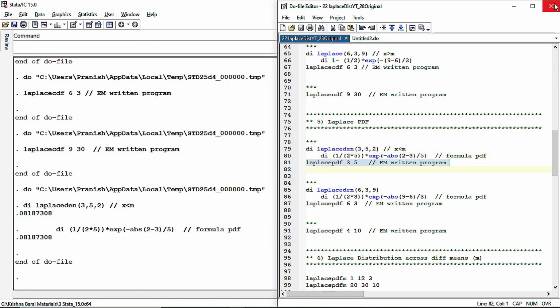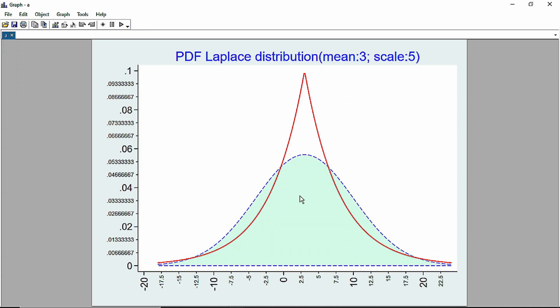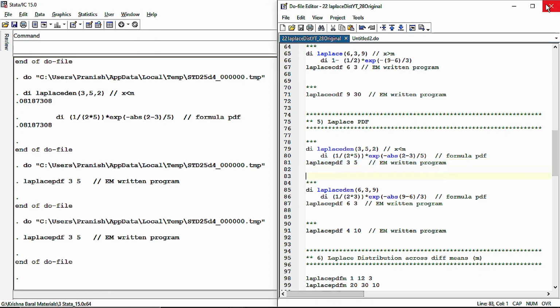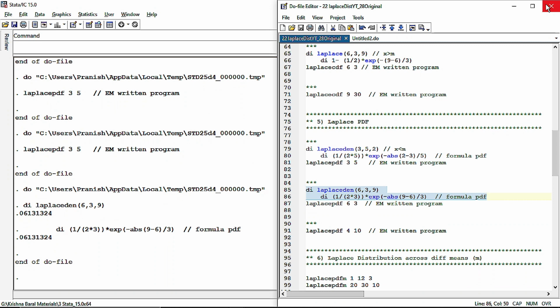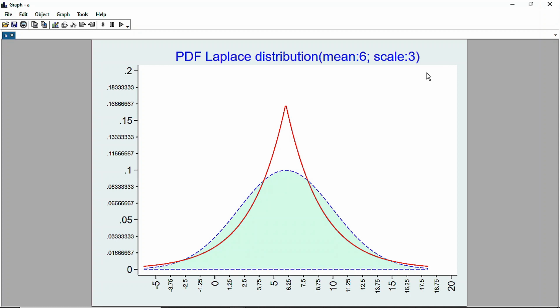Both of them should yield the same value, which is nearly 8%. And let us see it with the help of a graph. For x equals 2, it is nearly 8%, somewhere over here. Now let us see another example where the value of m is 6 and the value of b is 3, while the value of x is 9. From both of the formulae, we need to get the same value. It is nearly 6% for x equals 9. And let us see it for x equals 9. For x equals 8.75, nearly 9, we get this value.